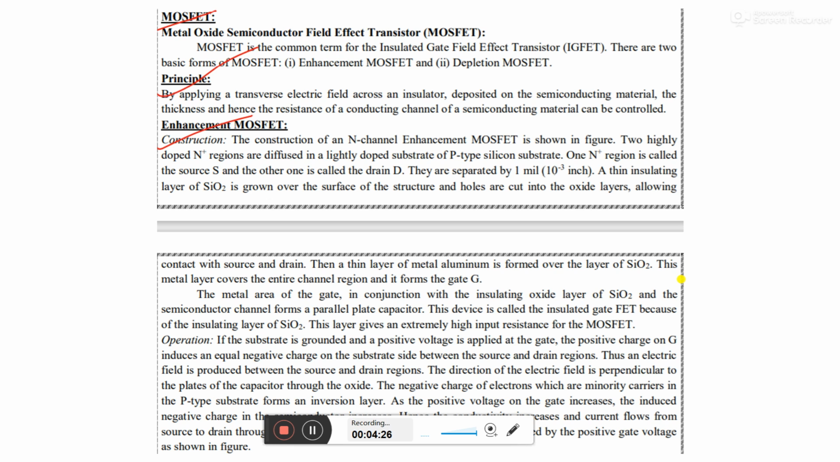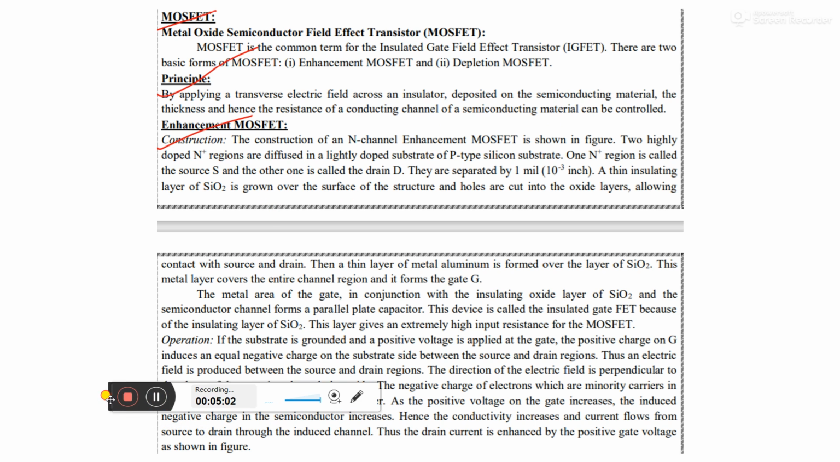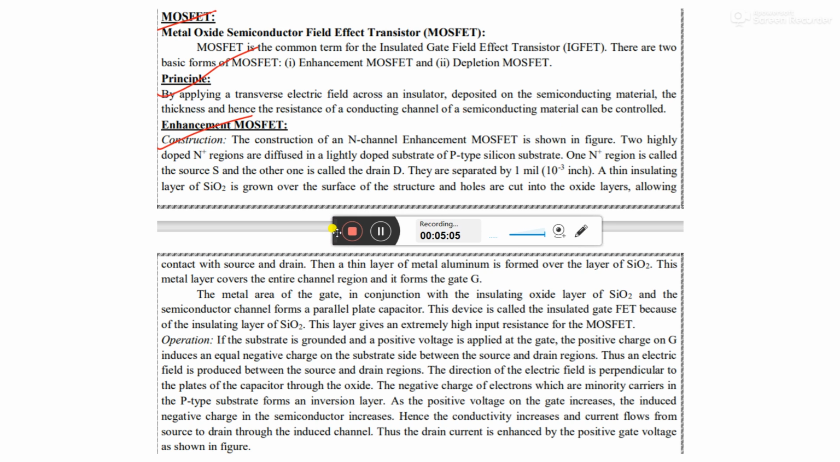Now the principle of operation is pretty much analogous to a capacitor. I read these lines as the principle: by applying a transverse electric field across an insulator, the silicon dioxide mentioned in this name, deposited on the semiconductor material, the thickness and hence the resistance of the conducting channel of a semiconductor material can be controlled. Okay, first we will see the enhancement MOSFET, and then we will go for the depletion MOSFET.